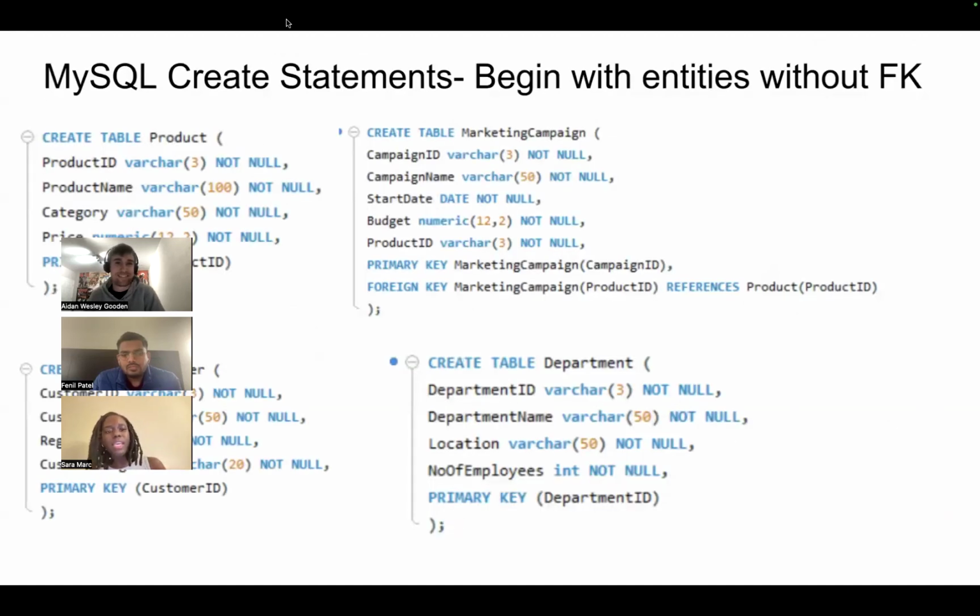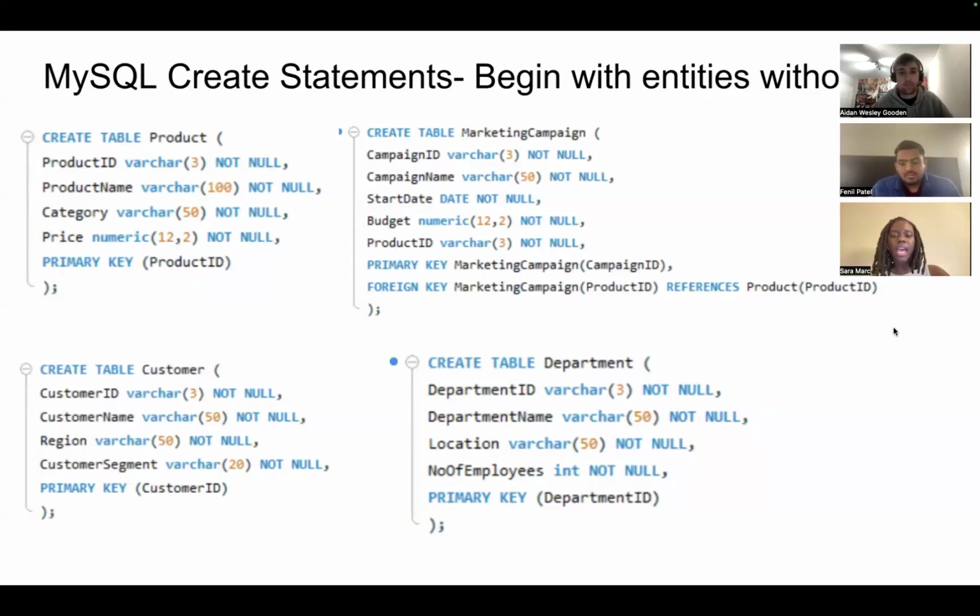The next slide begins our SQL coding where we started with the product table because it's the one that did not have a foreign key. And then we slowly added the foreign keys after. So we started with product, then marketing campaign, table customer, and then department. And we did our varchars and our numeric keys to match as well so they fit in our table.